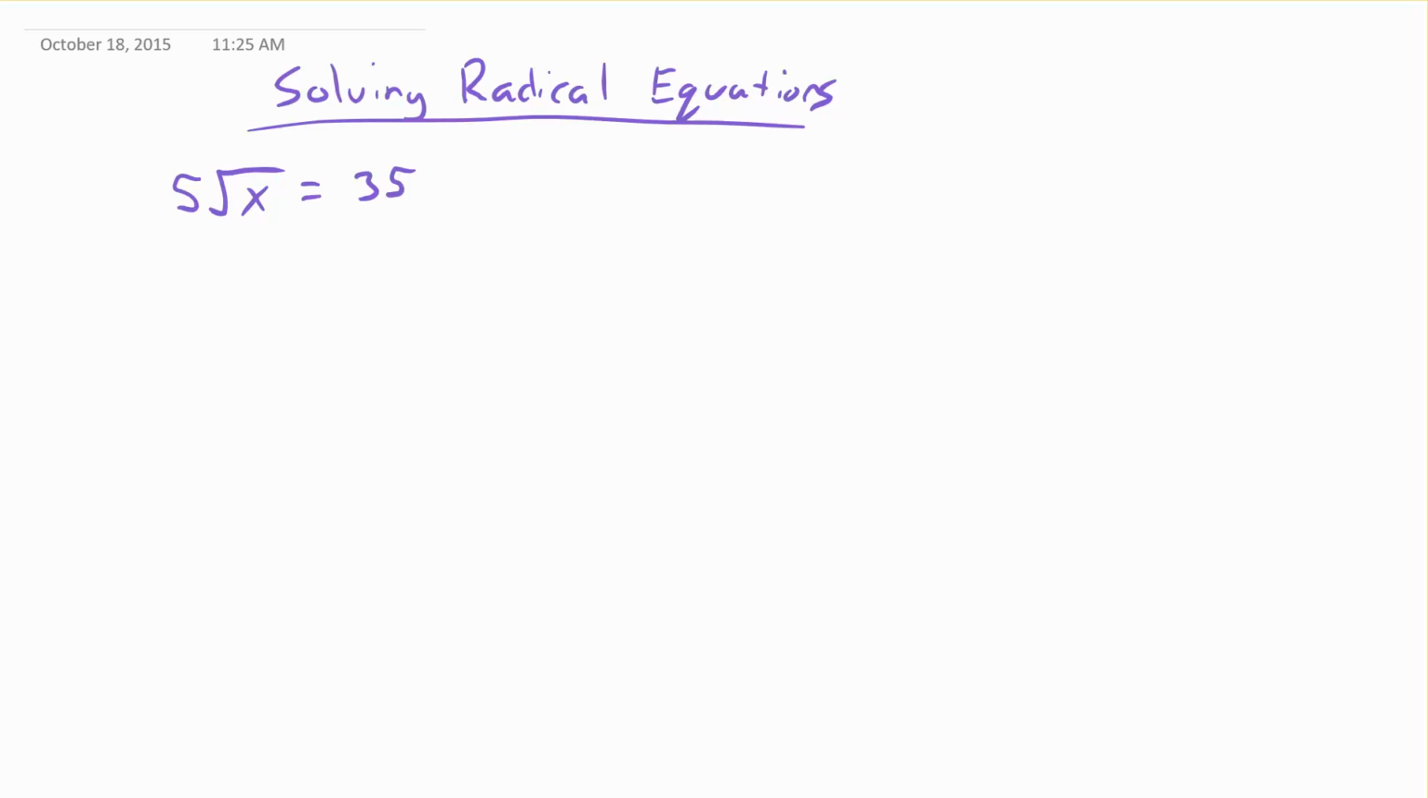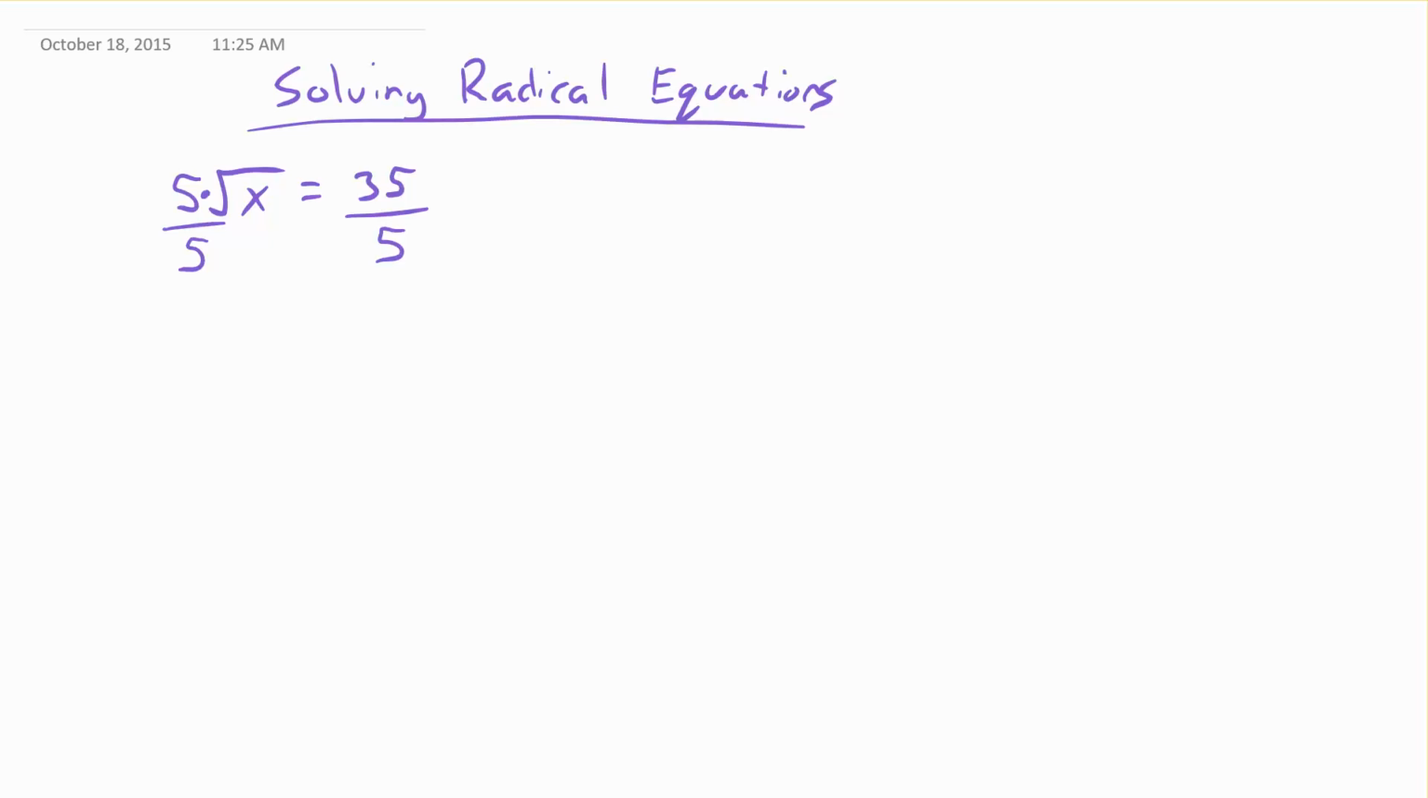So the way we're going to do this is we want to get x on its own. That's the goal, right? So that square root symbol is going to be the last thing to go. The first thing that needs to go is this 5 on the side of it. How we get rid of that is we always want to do the opposite of what's being done right now. Right now 5 is being multiplied by the square root of x. So what we need to do is divide by 5, and whatever we do to one side of the equation, we have to do to the other.